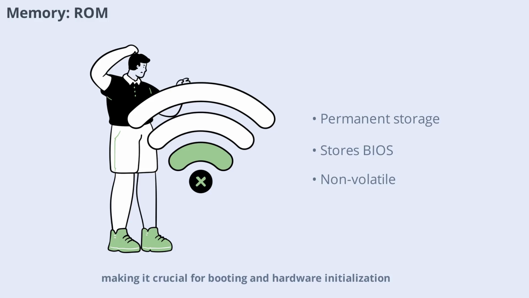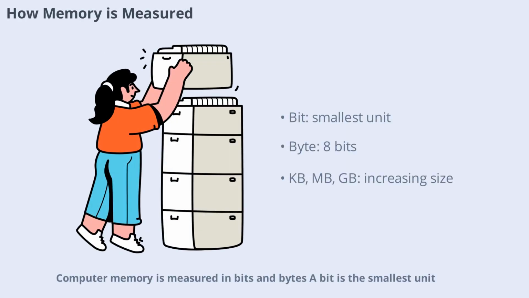Computer memory is measured in bits and bytes. A bit is the smallest unit, representing a 1 or 0. 8 bits make a byte. From there, memory is grouped into kilobytes (KB), megabytes (MB), and gigabytes (GB), with each level representing 1024 times the previous one. Understanding these units helps you gauge the capacity and performance of your computer's memory and storage devices.